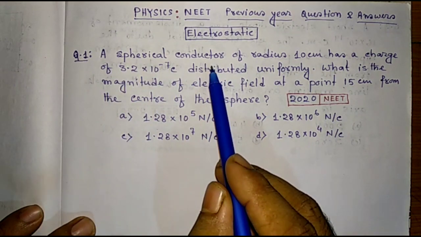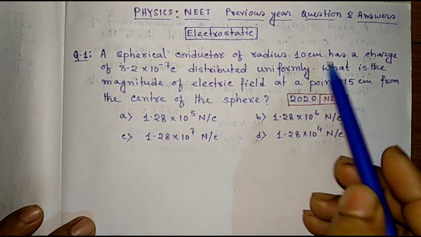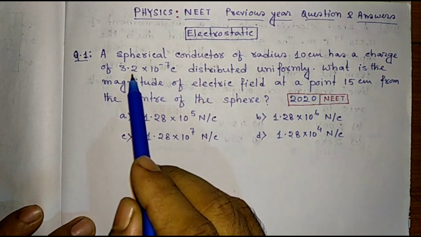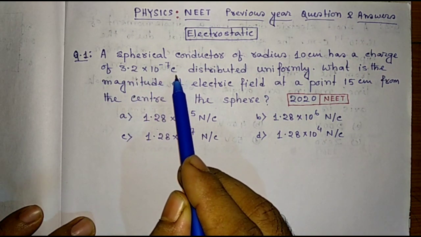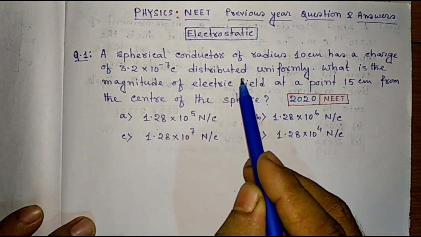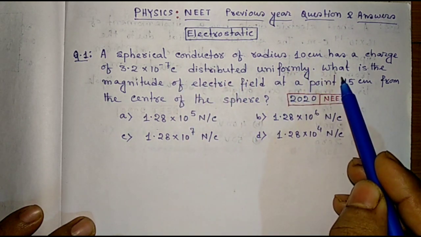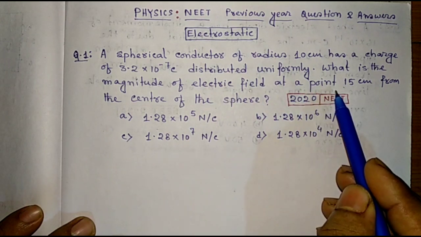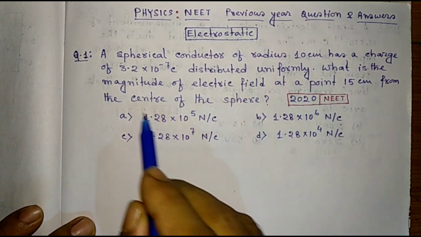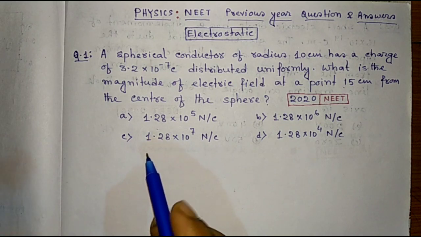A spherical conductor of radius 10 cm has a charge of 3.2 into 10 to the power minus 7 coulomb distributed uniformly. What is the magnitude of electric field at a point 15 cm from the center of the sphere?